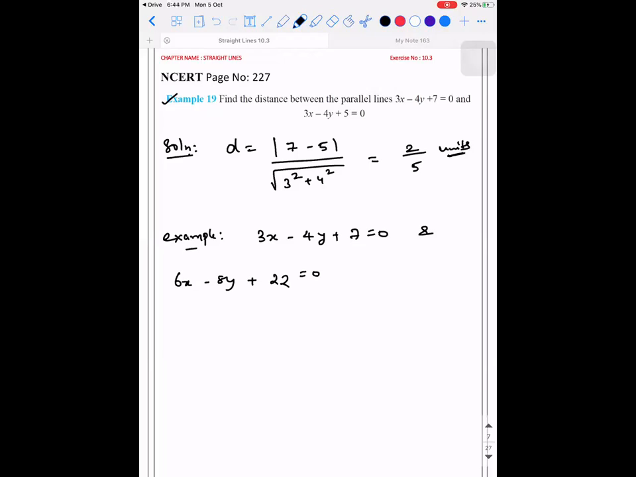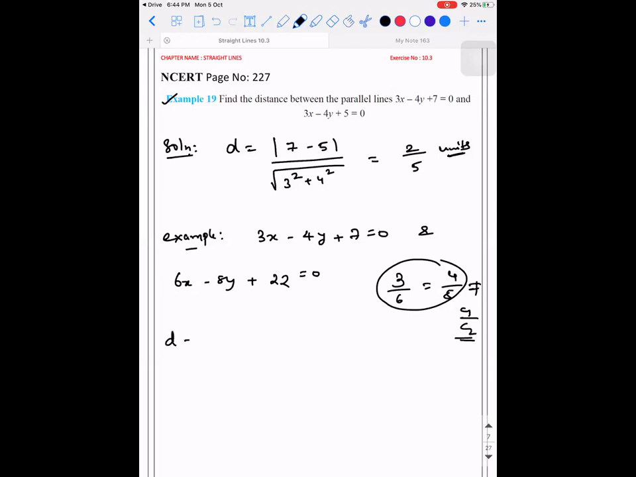How do you check whether two lines are parallel or not? You have learned it last year also. A1 by A2 equal to B1 by B2. 3 by 6 is the same as 4 by 8, no? So they both are parallel. And that should not be equal to C1 by C2. So 7 divided by 22 is not 1 by 2. Right? So they both are parallel lines.